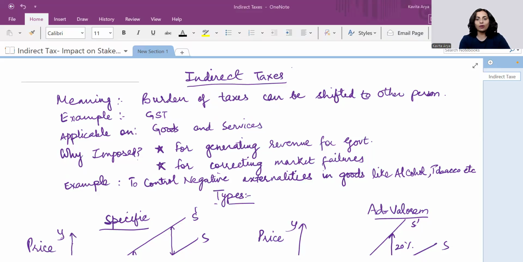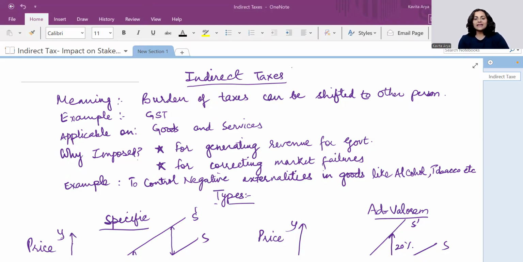Today we'll talk about indirect tax, a very important concept for the students of economics. So let's understand what we mean by this, why it is imposed by the government, what all the things are, and what is the overall impact of indirect taxes on the society as a whole. So let's begin. Here we go.